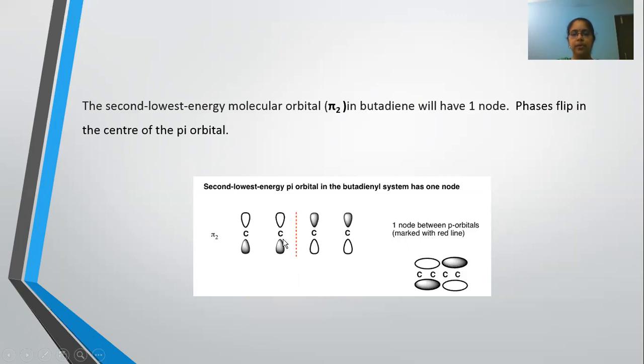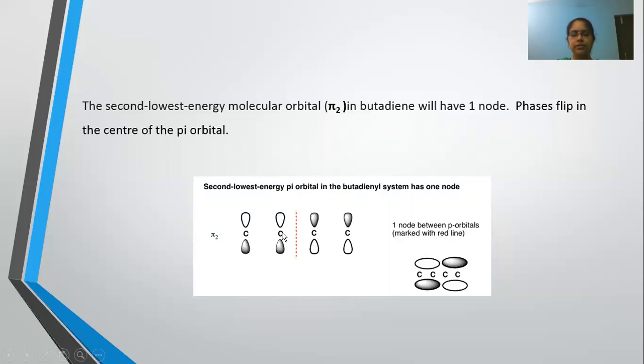Whereas these two carbon atoms overlap in a destructive way. That means the positive part of one carbon overlaps with the negative part of the other, the crest of one carbon overlapping with the trough of the other. So this is the representation of the second molecular orbital, which is represented as pi2, containing one node in between.